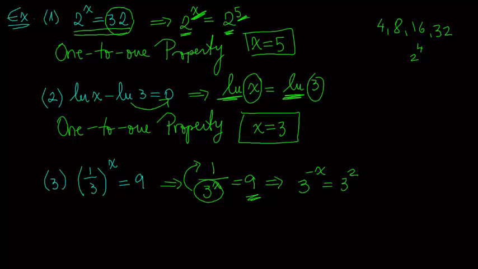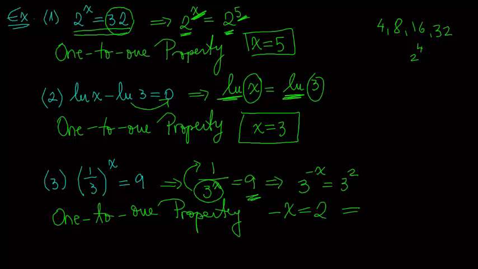Again, the same scenario now, 3 to a power equals 3 to a power, so I have the one-to-one property, and I can set these two quantities equal to each other, and I get that negative x equals 2, or the solution of the equation is that x equals negative 2.